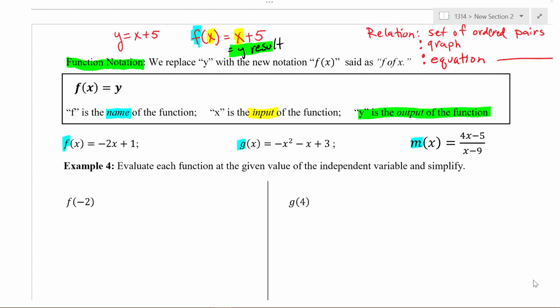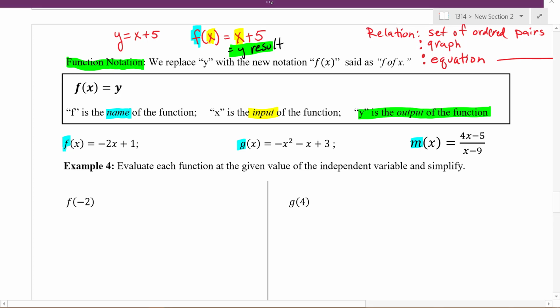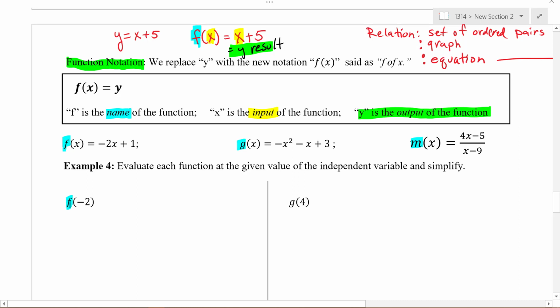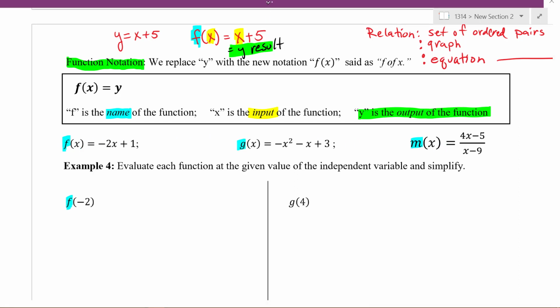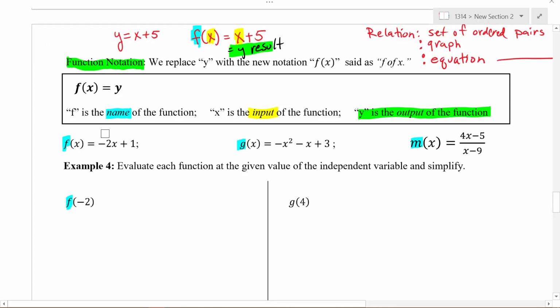Now, how do we actually use function notation in college algebra? So example 4 says to evaluate each function at the given value of the independent variable, and then we want to simplify. So our first part here, it says f, and then it has a parentheses, and then inside the parentheses is a -2. Okay, so first of all, the f is the name of the function. That tells me which of these three functions that I'm going to use. So which of those three equations or functions am I going to look at? So the f, I'm going to look at the equation f. I'm not going to look at equation g, and I'm not going to look at equation m.